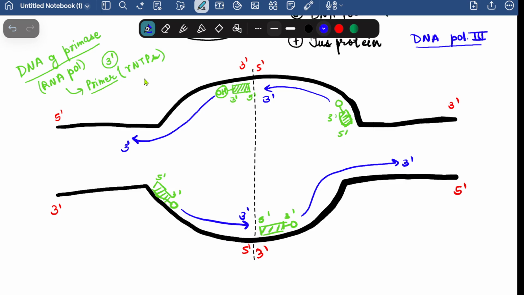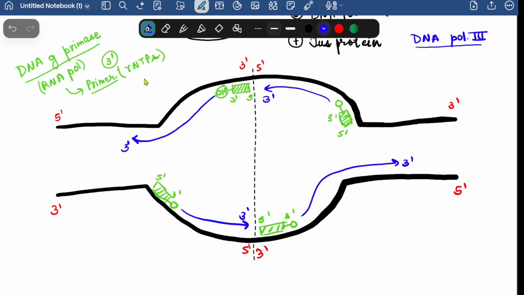Now in the meantime, while it is adding nucleotides and forming the new strand, if one of the nucleotides is wrongly incorporated, then this DNA polymerase 3 also has the proofreading activity. And I have already told you that it has the exonuclease activity in the 3' to 5' direction.